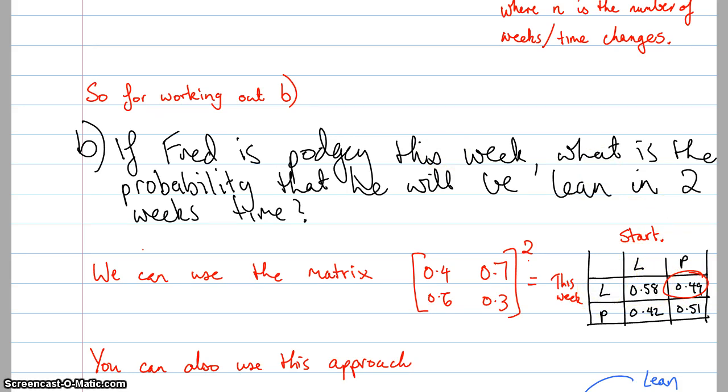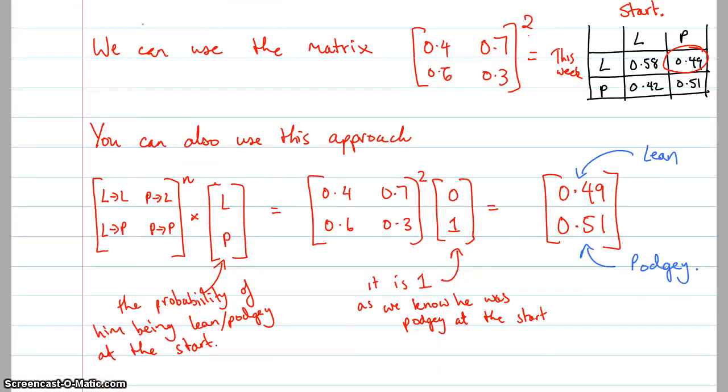You can also use this approach down here. I can use this transition matrix that I've got here, and this just signifies what each one of them is: lean to lean, podgy to lean, lean to podgy, or podgy to podgy. All multiplied by the probability that he was lean in the first week or podgy in the first week. So for me, that transition matrix is still the same as before. 2 is the number of transitions or changes, and I knew that he was podgy in the first week. So therefore, it's 100% chance that he was podgy in the first week and 0% chance that he was lean in the first week. This is what we call the initial matrix, this one just here.